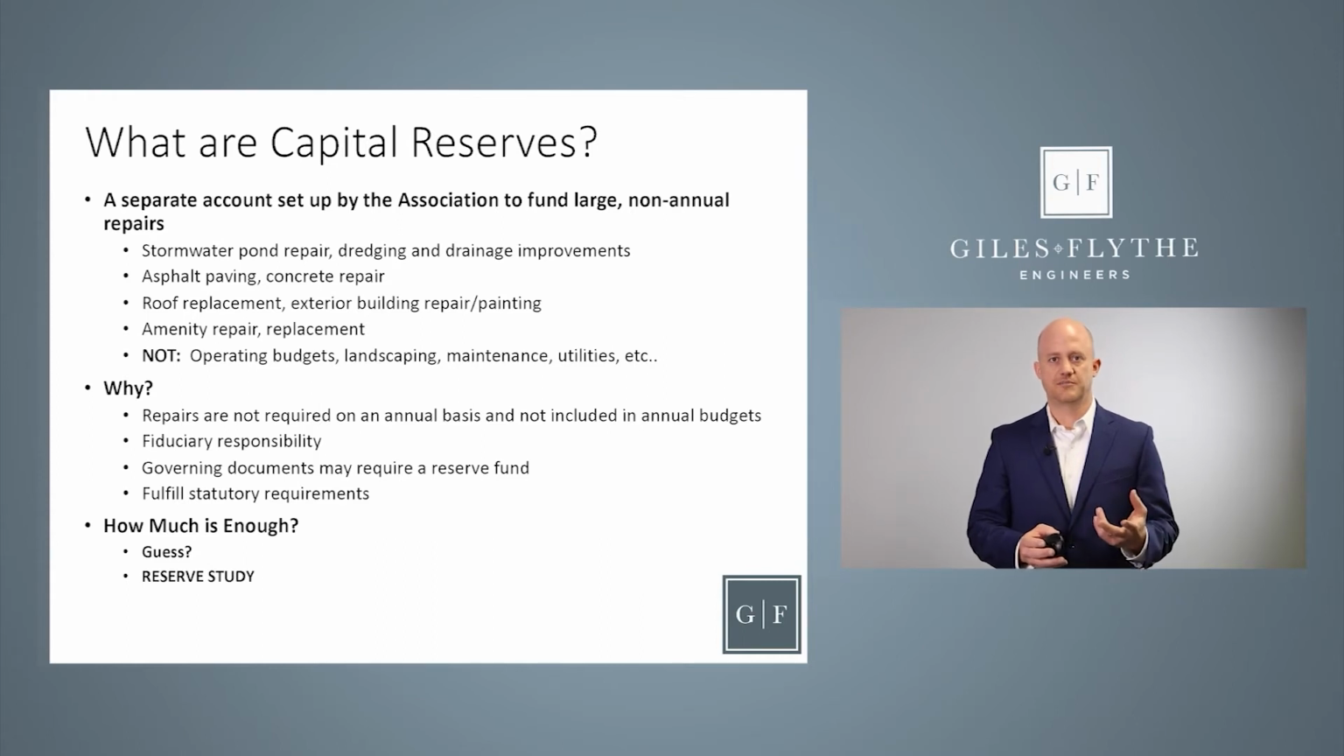An association would typically have two accounts. A regular operating account that would cover routine expenses, landscaping, maintenance, those types of things. And then also an association would have a capital reserve account to cover those major non-annual capital repairs.